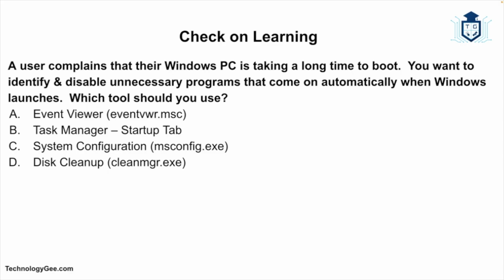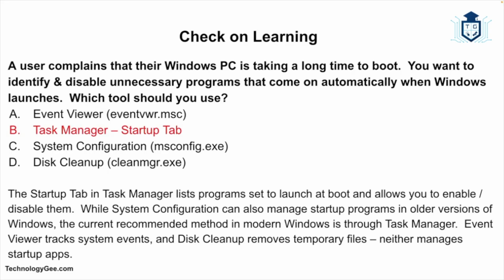So our first question is, a user complains that their Windows PC is taking a long time to boot. You want to identify and disable unnecessary programs that come on automatically when Windows launches. Which tool should you use? Should you use the event viewer, the task manager startup tab, the system configuration, or disk cleanup? And of course, you're going to go to the task manager and select the startup tab.